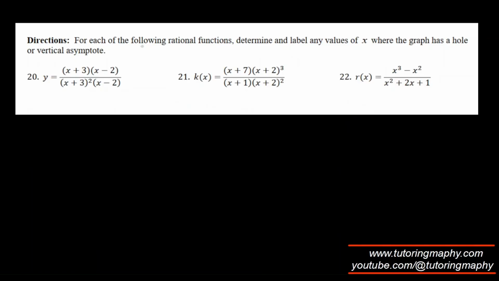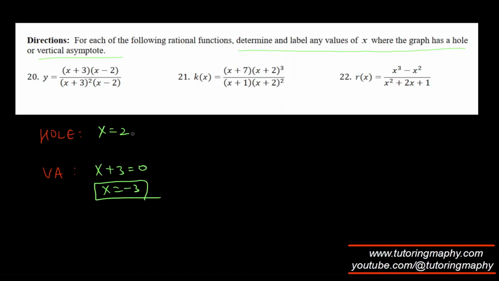All right. For each of the following, describe and label any x values where the graph has a hole or VA. All right, that's easy. We have done this before. Clearly, x minus 2 is a hole because that's a common factor with common degree on top and bottom. So I'm going to first write hole. This is VA. So x equal to 2 is a hole, and x equal to negative 3 is a VA clearly because the degree of the denominator of that factor is greater than the numerator. So x plus 3 equal to 0, which means that x is negative 3. That's a VA.